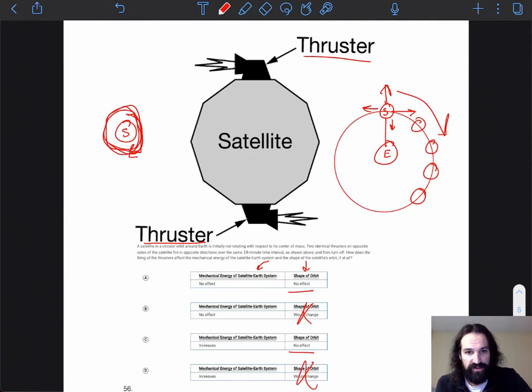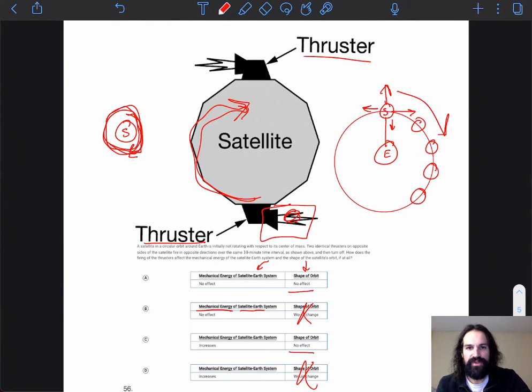And then we need to figure out the mechanical energy, or total energy, of the satellite Earth system. Well, first of all, it loses chemical energy, the rocket energy, that turns into rotational energy. But they didn't say the satellite Earth thruster system, because that would include the fuel. In which case, energy would be conserved. Fuel energy would turn into rotational energy.